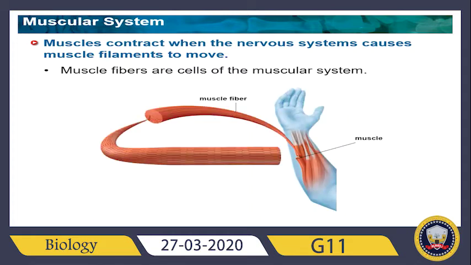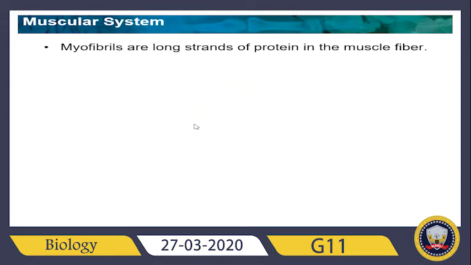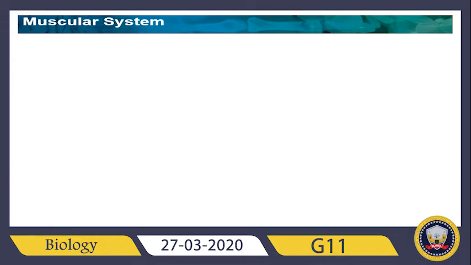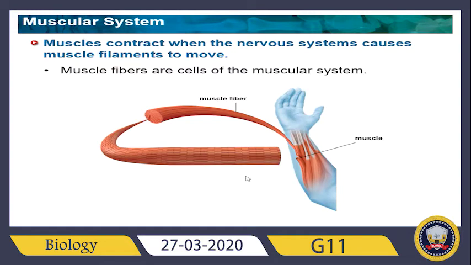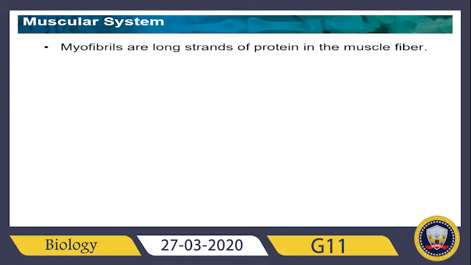Okay? This is the muscle. If we zoom into the muscle, we will see the muscle fiber. The myofibril is the basic unit of the muscle. So this is the muscle. We zoom in, we find muscle fiber. We zoom in here, we will find something called myofibril.